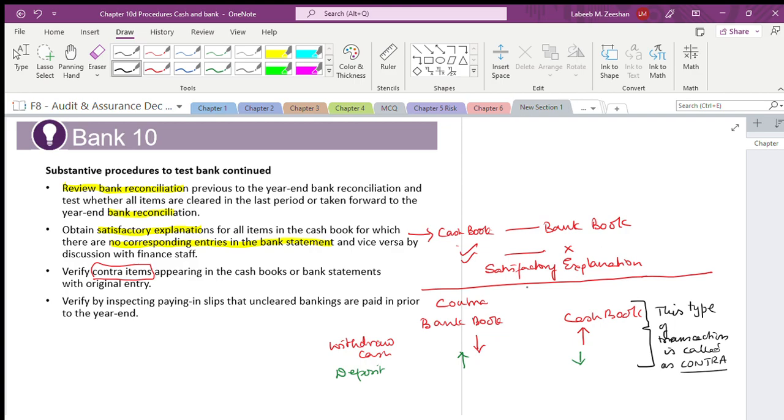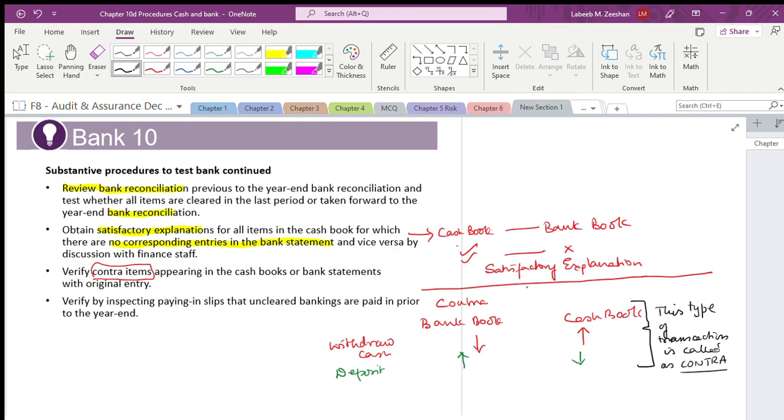When you withdraw cash, what will happen? As simple as that. You are withdrawing cash from the bank, from your own ATM. Your bank account will decrease. Your cash balance will increase. That is simply contra, the simplest way of contra. But definitely, you have to make an entry in both the books. You have to make the entry in your own bank book and in your own cash book.